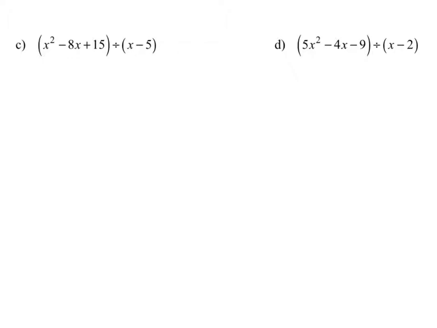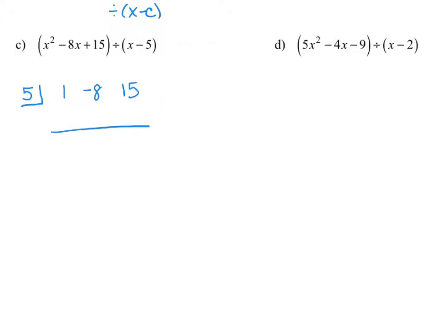In example C, we have the quantity x squared minus 8x plus 15 divided by the quantity x minus 5. So this is a good one for using synthetic division since we're dividing by an x minus c. In this case, we're going to put a positive 5 in the box. It's the value of x that would make that divisor equal to 0. So if we put a 5 in the box, then we use the coefficients. The coefficient of the x squared is 1, coefficient of the x is negative 8, and the constant is 15.